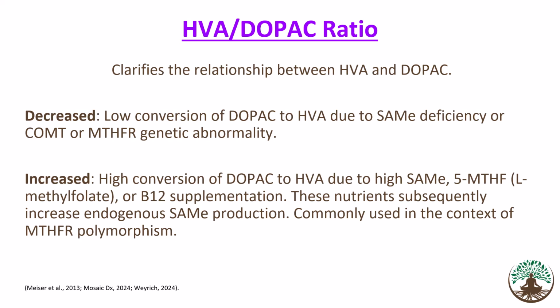The HVA-DOPAC ratio clarifies the relationship between HVA and DOPAC. A decreased ratio indicates low conversion of DOPAC to HVA, often due to SAM-E deficiency or a COMT or MTHFR genetic abnormality. An increased ratio indicates high conversion of DOPAC to HVA, likely due to high SAM-E, L-methylfolate, or B12 supplementation. These nutrients subsequently increase endogenous SAM-E production and are commonly implicated in the treatment of MTHFR polymorphism.